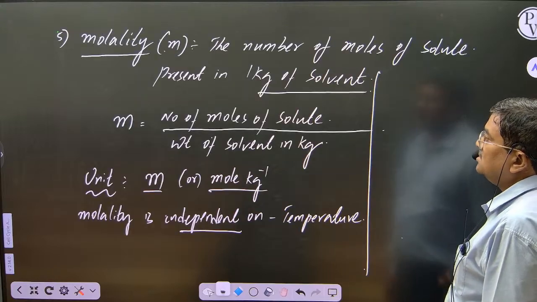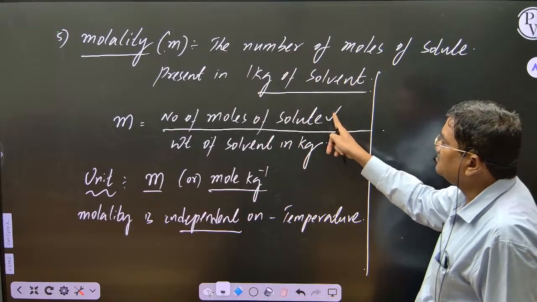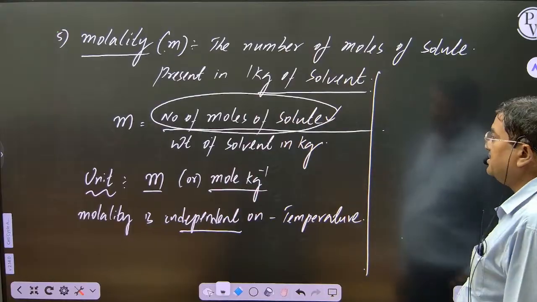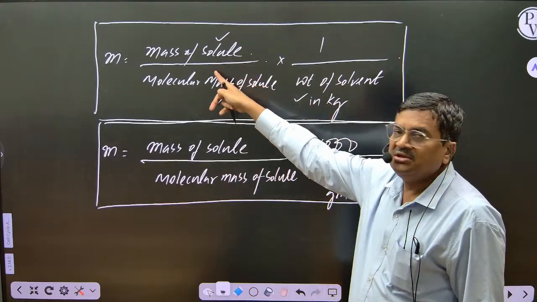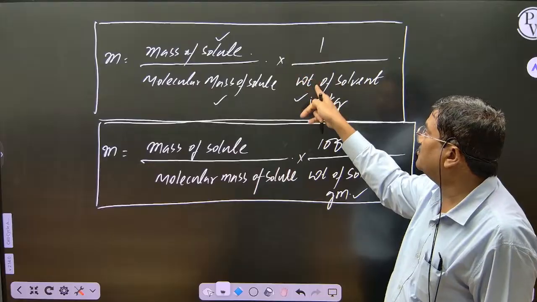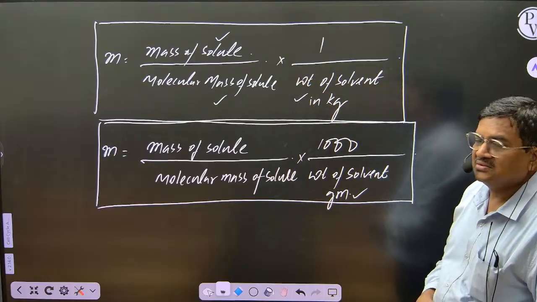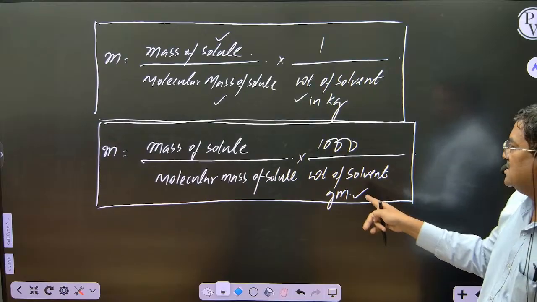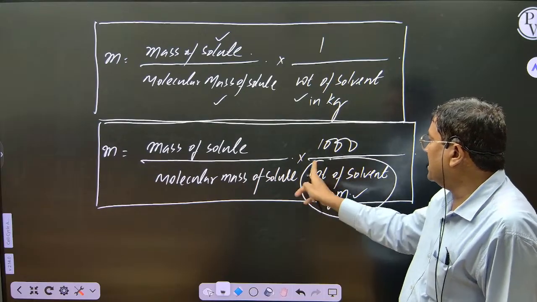Understood? So for the number of moles of solute, what did we write? Mass by molar mass. See, the same relation we wrote here: mass of solute by molar mass of solute into 1 by weight of solvent in kg. So in this case, when do we use it if it is given in grams?